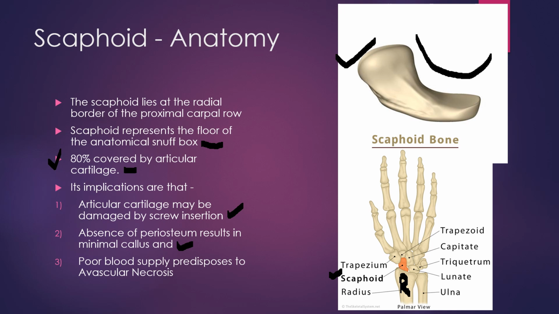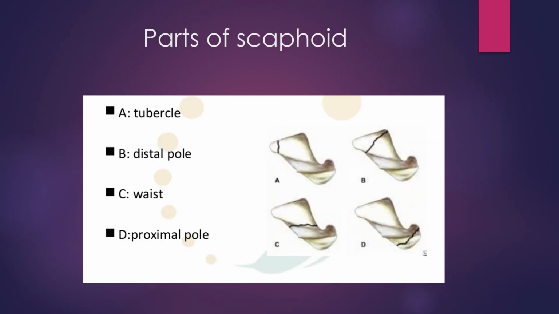And as 80% is covered by articular cartilage, the entry site for blood vessels is very limited. Therefore, there are more chances of avascular necrosis of this bone. These are the peculiar points about articular cartilage covering 80% of the bone.